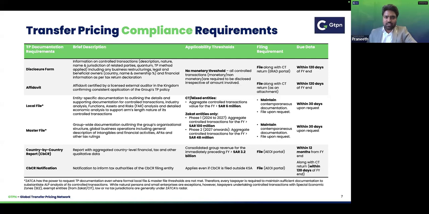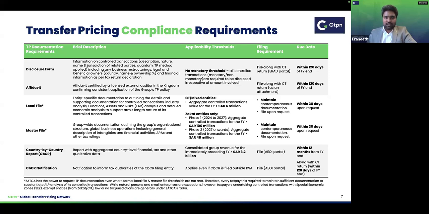I'm highlighting non-monetary because we also have to disclose free of cost controlled transactions. This becomes typical where Saudi is the beneficiary, wherein the inflows have to come to Saudi. So any free of cost will only reduce the tax base of KSA, right? So this will be under the radar of ZATCA.